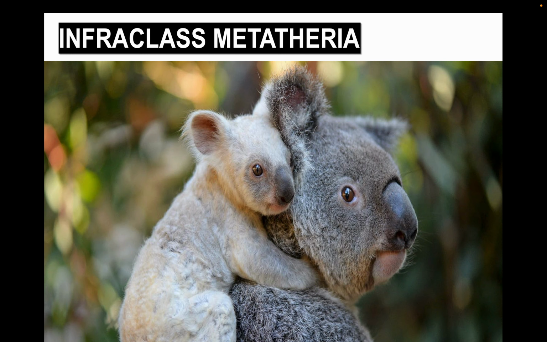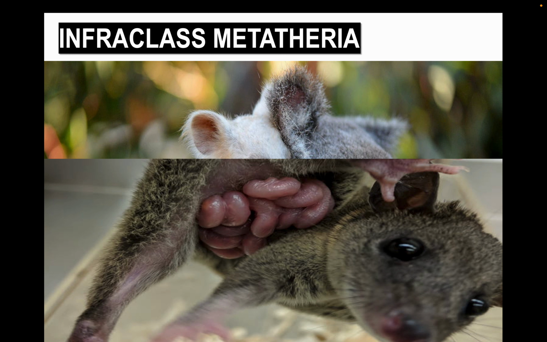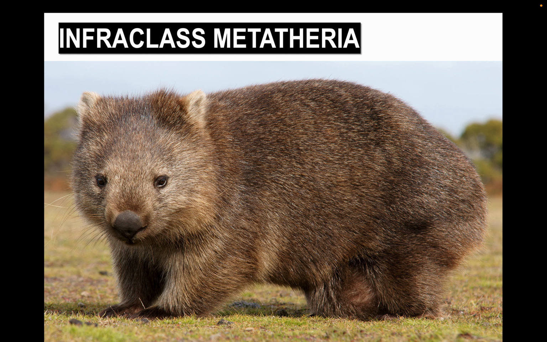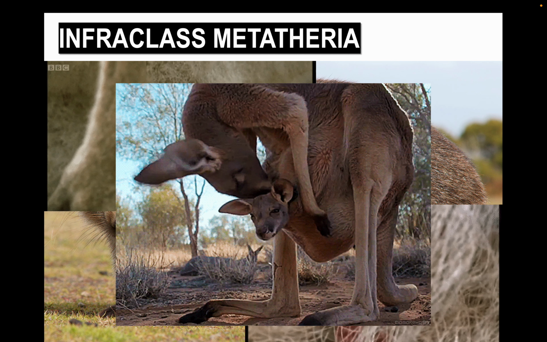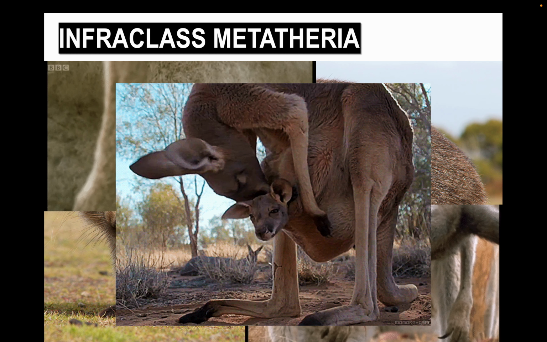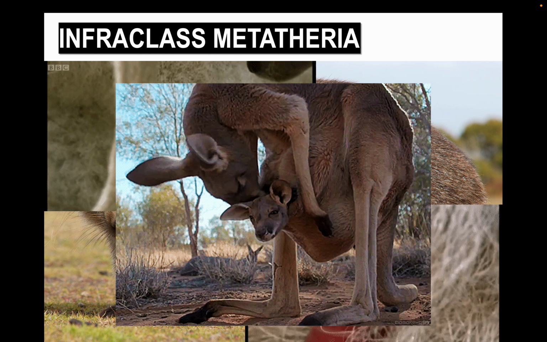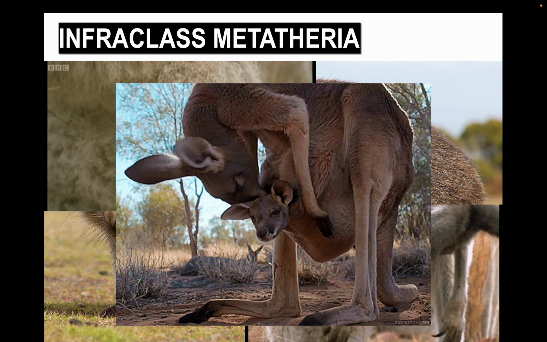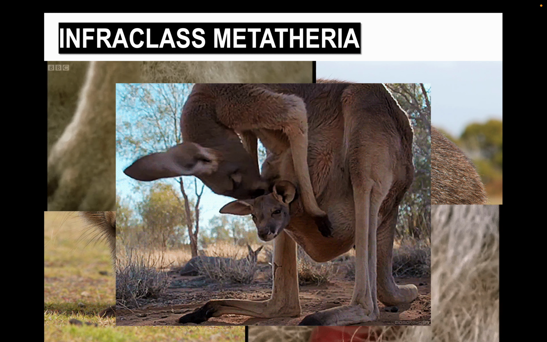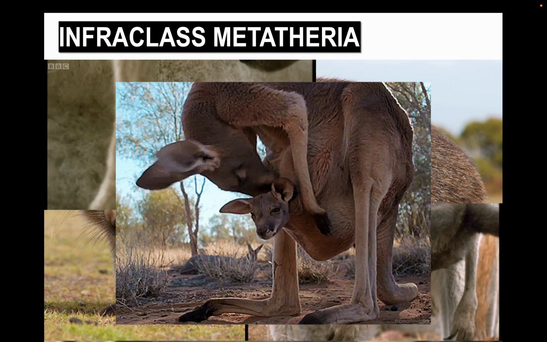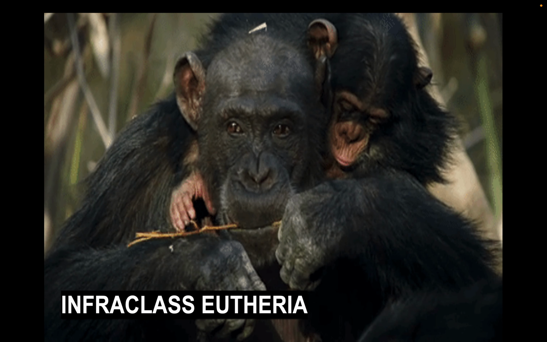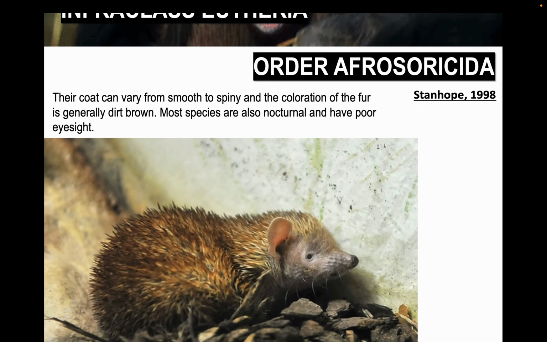So for Metatheria, we have the kangaroo as an example, the koala, and some other animals. You can see the live young will require some time with the female parent to develop body-wise and eventually become independent enough. Then for our infraclass Eutheria, some examples.